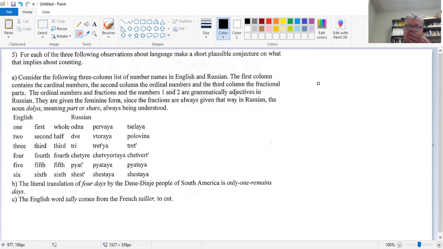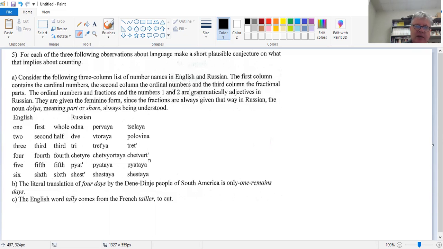Okay, and let's finish off by looking at some language. So what do these language facts tell us about the origins of counting? This is one way of looking at mathematics, or prehistory, or what's happening with language. So in the first one, we're comparing English to Russian. I guess I should have also gotten used to doing a third language. That would have made it clearer what the trends were.